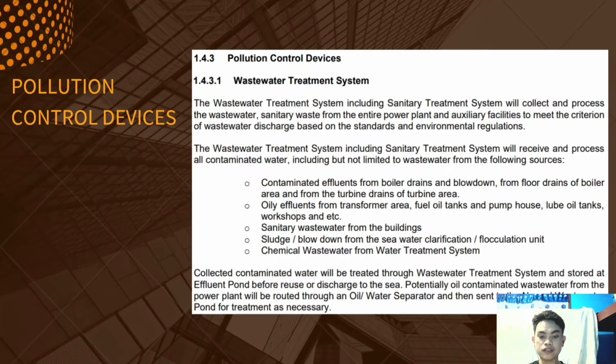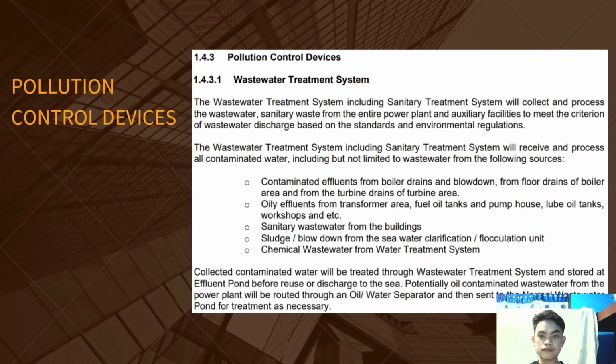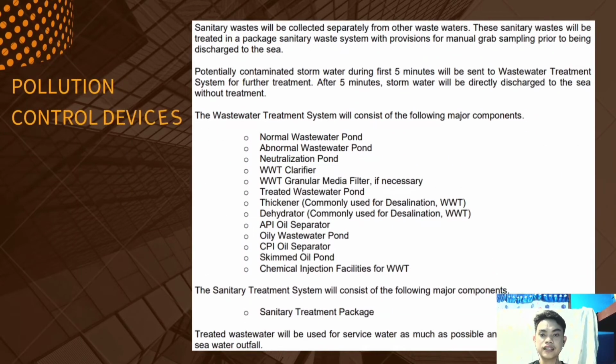Collected contaminated water will be treated through the wastewater treatment system and stored at the effluent pond before reuse or discharge to the sea. Potentially oil-contaminated wastewater from the power plant will be routed through an oil-water separator and then sent to the normal wastewater pond for treatment as necessary. Sanitary waste will be collected separately from the other wastewater. This sanitary waste will be treated in a packaged sanitary waste system with provision for manual grab sampling prior to being discharged to the sea.